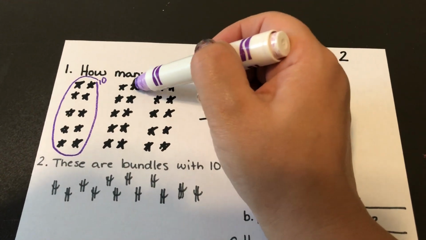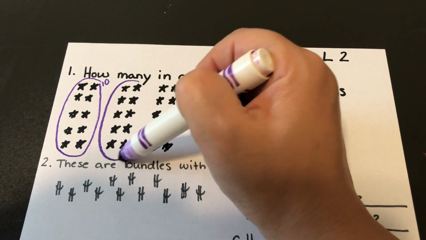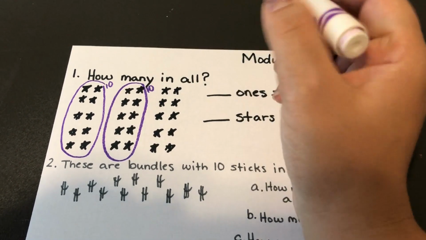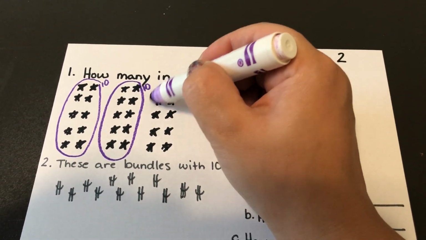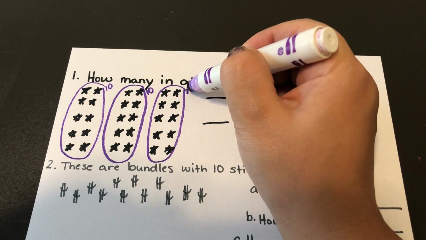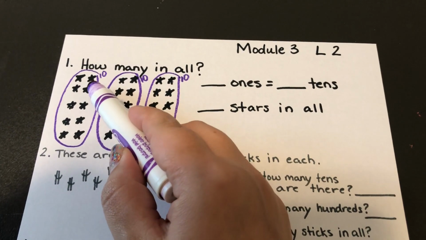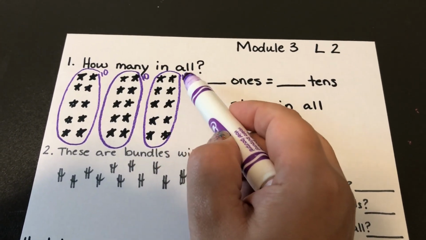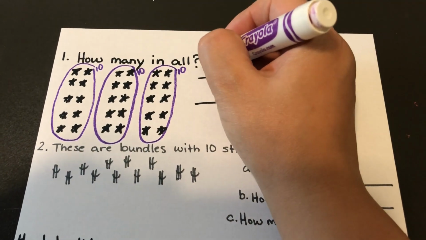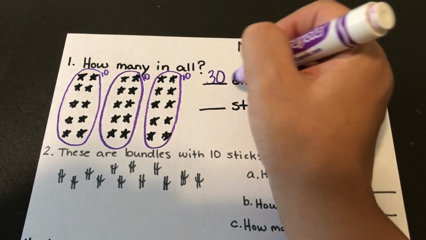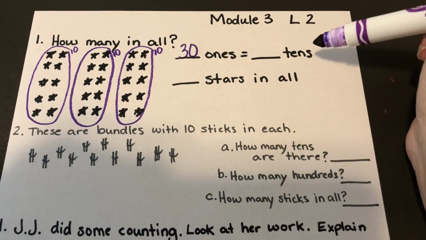1, 2, 3, 4, 5, 6, 7, 8, 9, 10. Well, we have another group of 10. 1, 2, 3, 4, 5, 6, 7, 8, 9, 10. All right, so how many ones are there? Well, there's 10 ones plus 10 ones plus 10 ones. So 10, 20, 30. There are 30 ones.